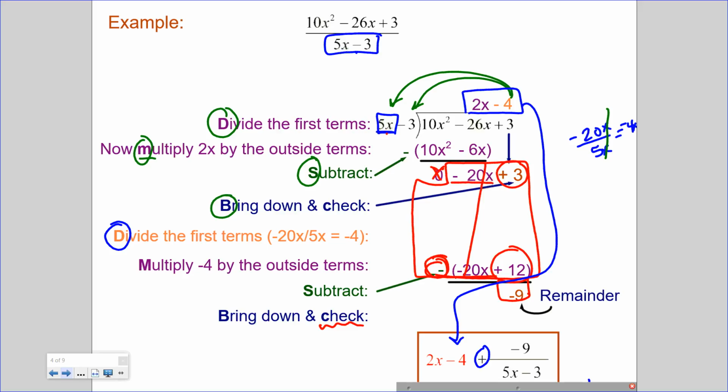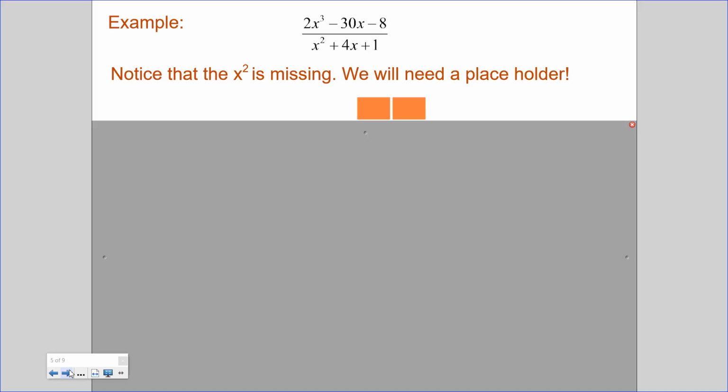Let's do another one together. And as you pick up on this process and this cycle, you will get more comfortable with this. So here's our next example, and I want you to notice that we are missing a couple terms here. So let's look at it. So it's 2x cubed minus 30x minus 8 divided by x squared plus 4x plus 1. Both of these polynomials that we're dividing are in descending order, which is great.